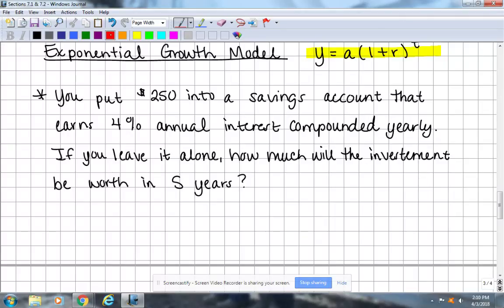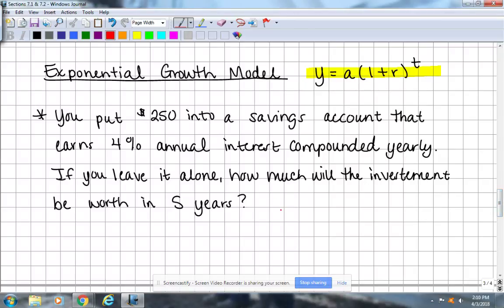So here's what we're going to do. First, you want to set up your formula. So y is going to equal, what's our initial amount?